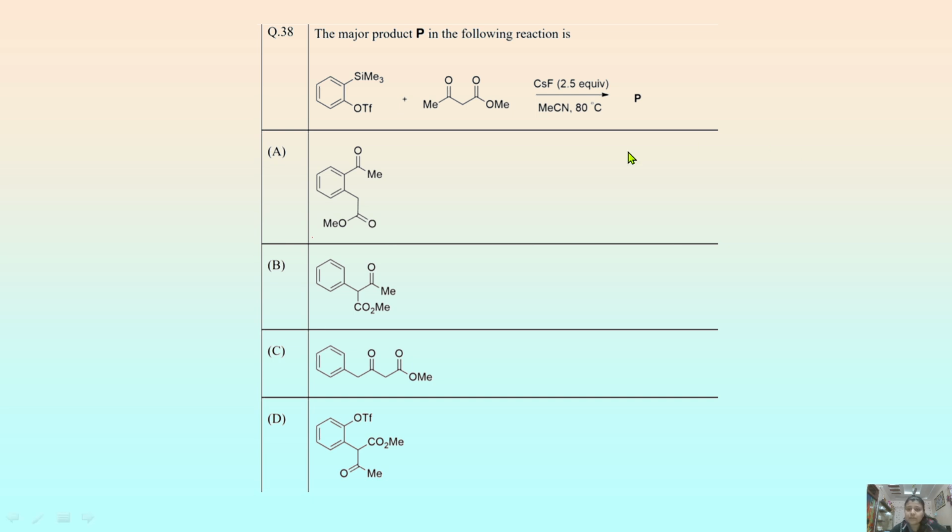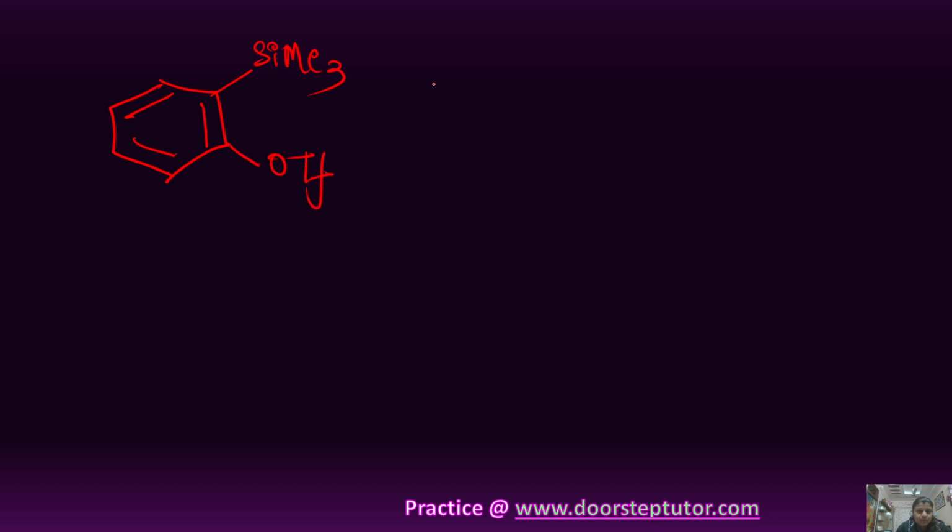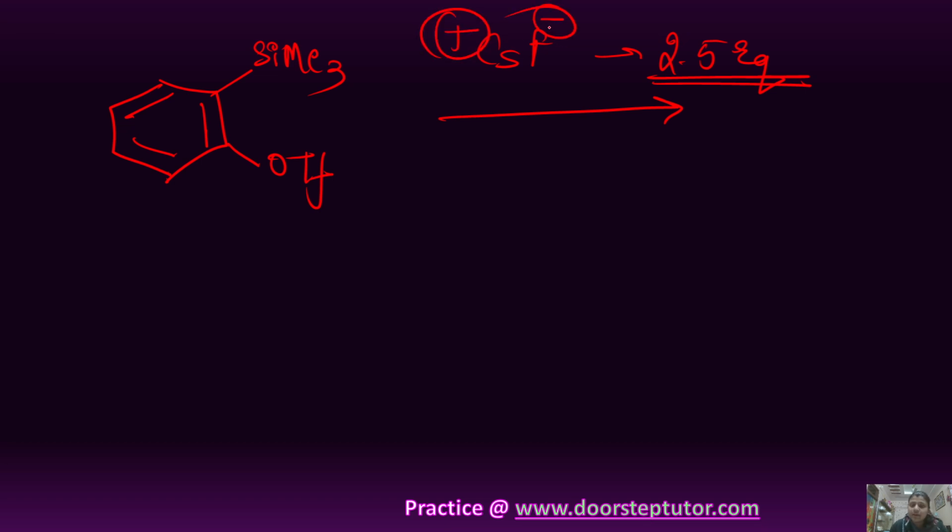So how are we going to solve this question? What reagents do we have? We have a benzene with an SiMe3 group and an OTf group, in the presence of CsF, present in 2.5 equivalents, that is Cs positive and F negative. It will attack on this particular carbon, and this will go this way. There is a formation of benzyne.